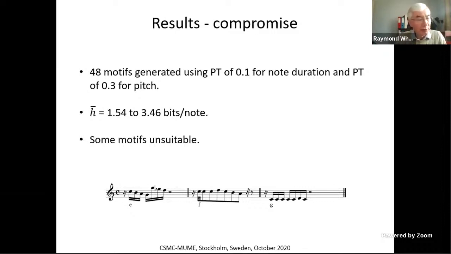Some are not suitable as subjects, though. For example, motif E contains a note not in the specified key. Motif F has an uncharacteristic rhythmic structure, and motif G is excessively repetitive. We therefore investigated ways of further filtering out unsuitable motifs, focusing on pitch-related issues.